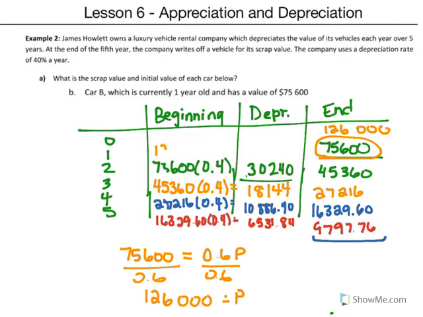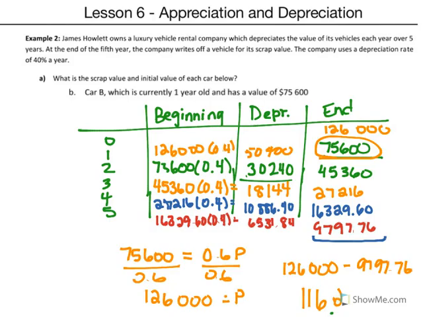To check that, we would take $126,000, times it by 0.4, and you will get $50,400, and when you subtract those two numbers, you do get $75,600. So the amount it depreciated was $126,000 subtract $9,797.76, which is $116,202.24. So that is how much it's depreciated.